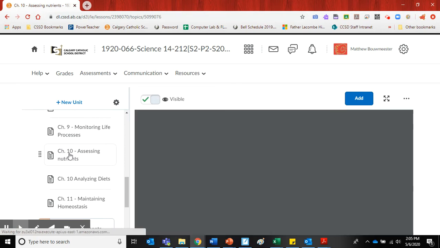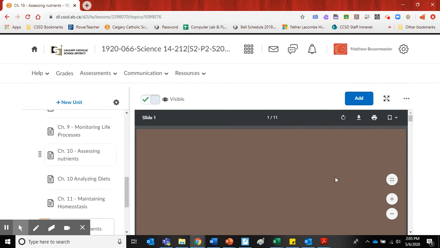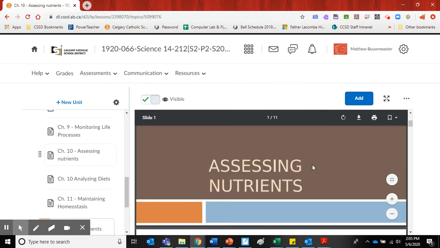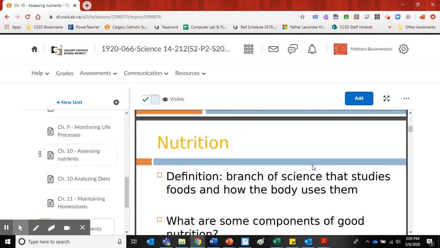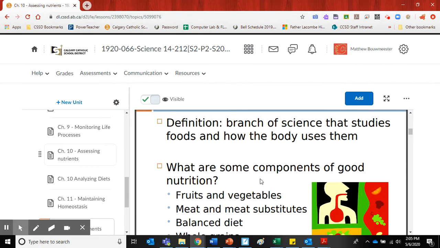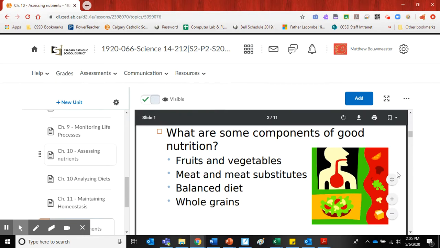But as you can see, we're only focusing on chapter 10 right now because hopefully we've done chapters 8 and 9 as well. So as you see here, we're assessing nutrients and we're talking about nutrition. And right away, I give a very high quality definition that is hopefully very easy to understand. We're avoiding just Googling nutrition and definition because that will be too much information. But then I highlight some key points about what are good ideas around nutrition.